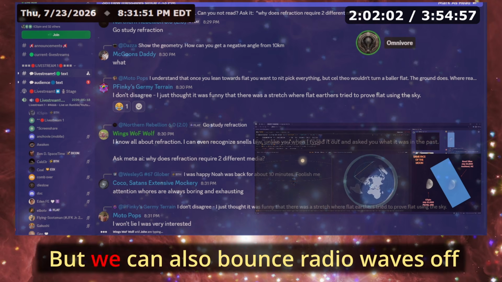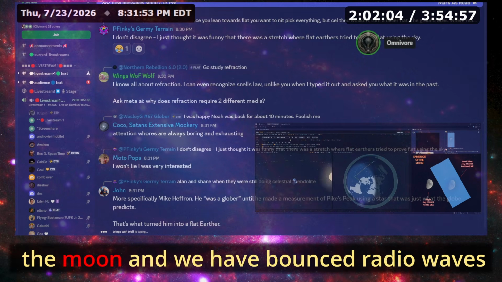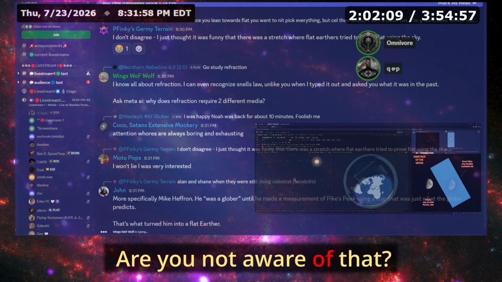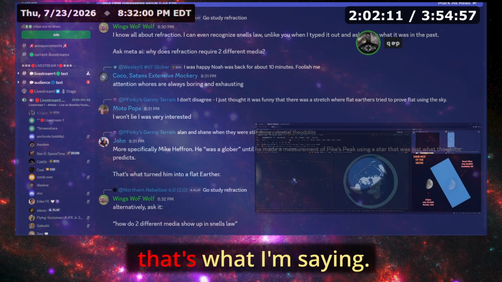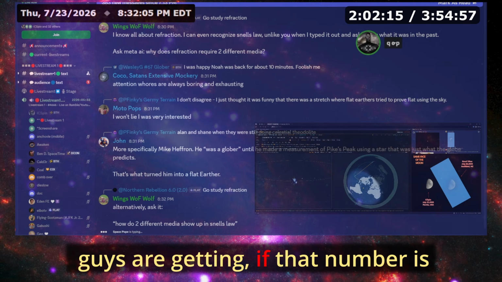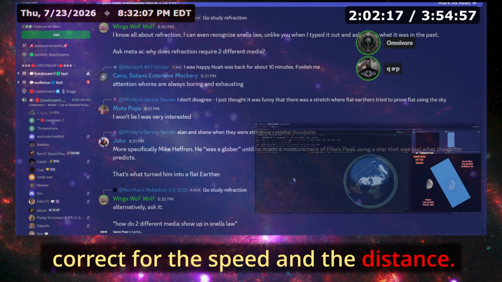Okay, I got you. But we can also bounce radio waves off the moon, and we have bounced radio waves off the corona of the sun. Are you not aware of that? Yeah, you guys claim to. That's what I'm saying. There's no way to actually measure if that number is correct for the speed and the distance. That's not true.